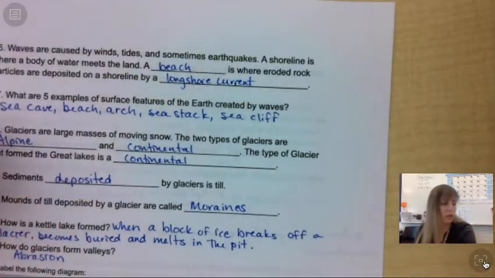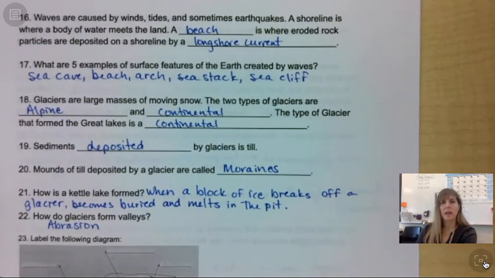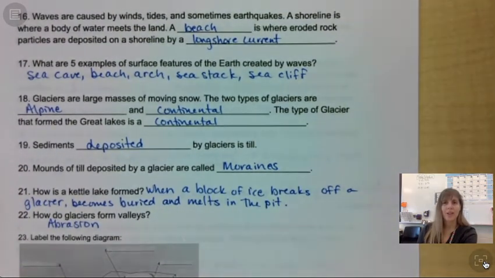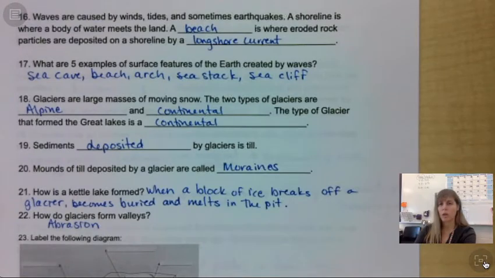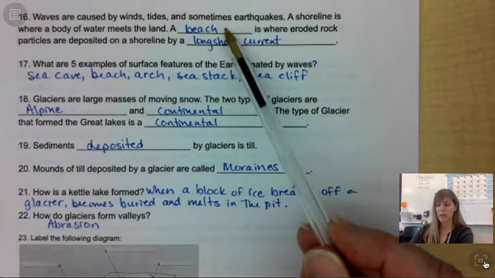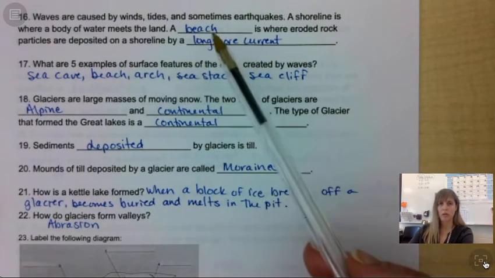All right, going on to the next page. So number 16, waves are caused by winds, tides, and sometimes earthquakes. A shoreline is where a body of water meets the land. A beach is where eroded rock particles are deposited on a shoreline by a longshore current. So remember, beaches are deposited, and a longshore current goes along the shore, not straight into it.